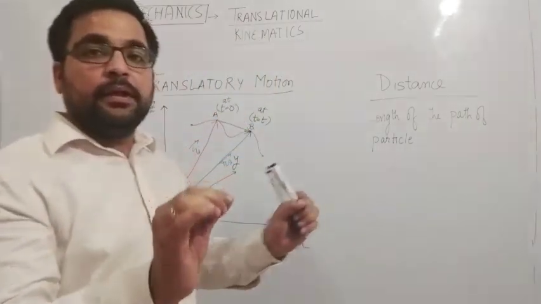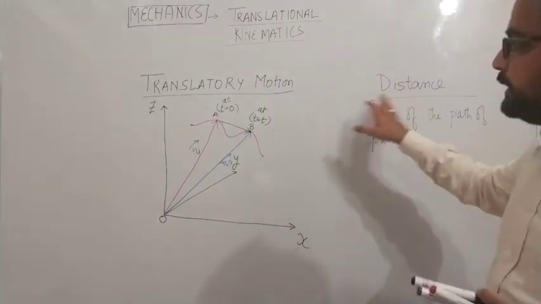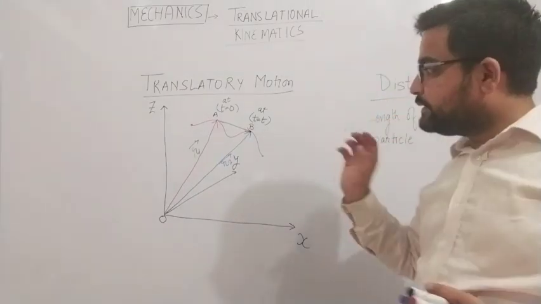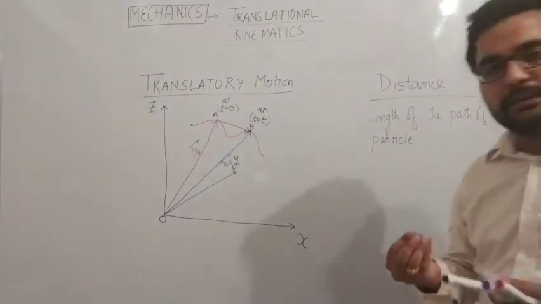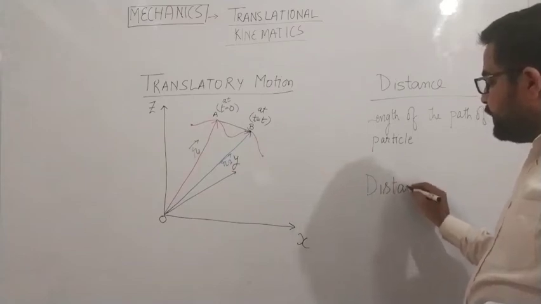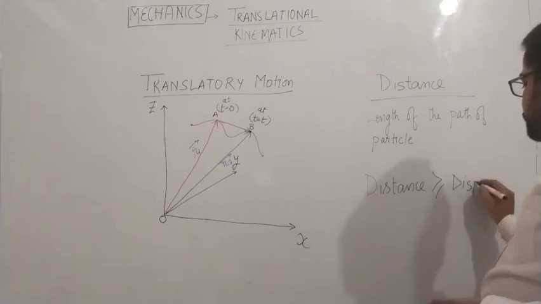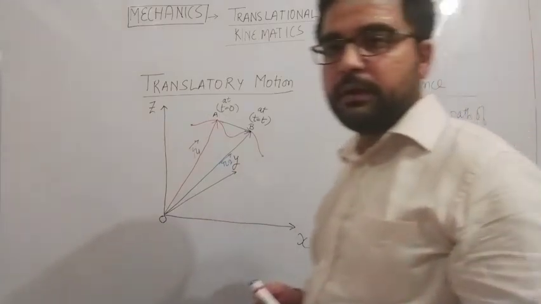So this length will be your distance, right? And as we know, displacement is always the minimum distance between initial and final position. So from this statement, it is easy to understand that distance will always be either greater than or equal to displacement, or you can say the magnitude of displacement, because displacement is a vector quantity.